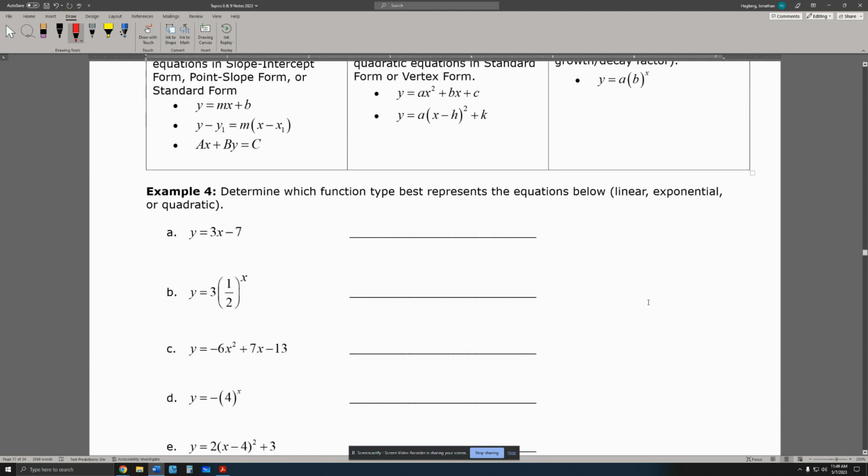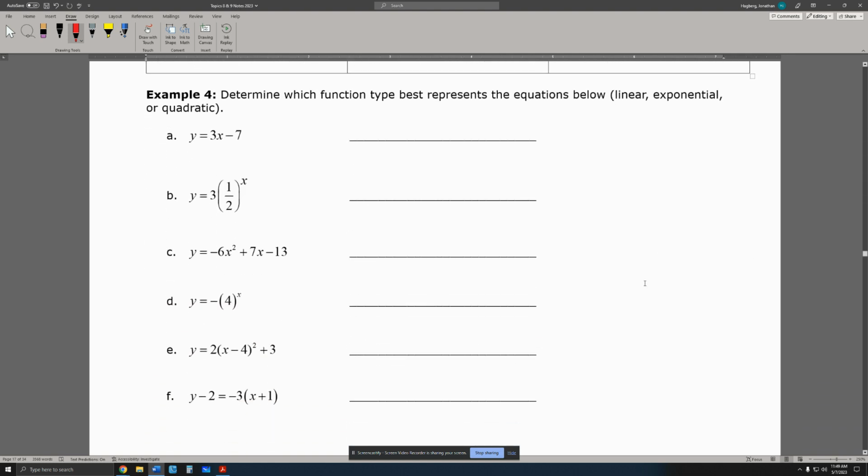All right, so let's try a few examples and see if we can determine which function type each of these are. For letter A, we have y equals 3x minus 7. I see that this x has an exponent of 1. So that tells me that this is linear. This is in slope-intercept form. For letter B, here we have an x in the exponent. We've got 3 times 1/2 to the power of x. This is exponential.